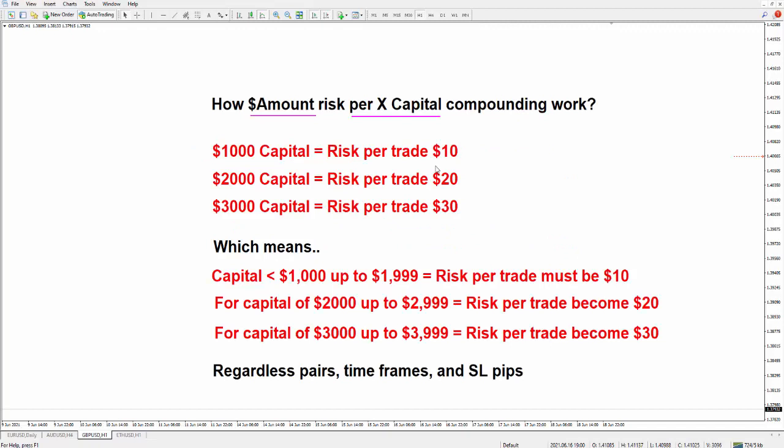Now, how does the amount risk per capital compounding work? Remember, you already asked yourself a question and you got the answer. For example, your starting capital is 1,000 and you are willing to risk $10 per trade. You have to know ahead of time, before you enter a trade, that if you hit the stop loss, you will only tolerate a trade taking $10 from your capital. And then when your capital reaches 2,000, your risk per trade becomes $20. And also when your capital reaches 3,000, your risk per trade becomes $30. So it will be compounding.